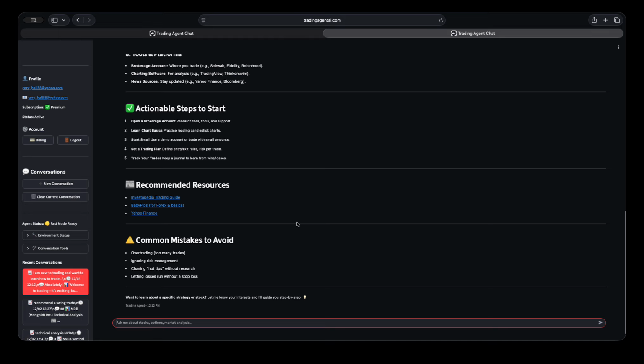And to blow up your account essentially means either getting a margin call, losing all of your money, and essentially just making it so that you no longer have capital to trade. And then letting losses run without a stop loss is a common mistake to avoid as well.